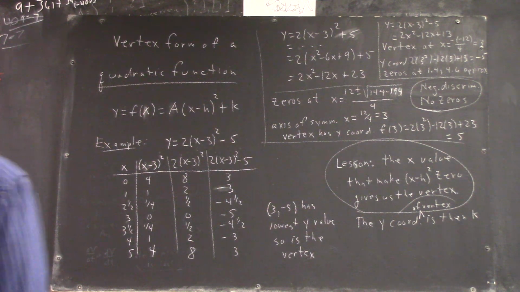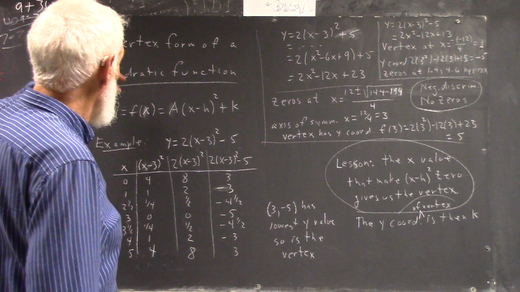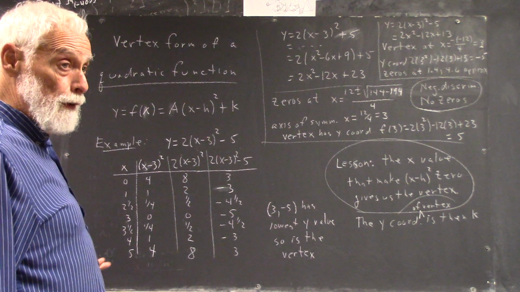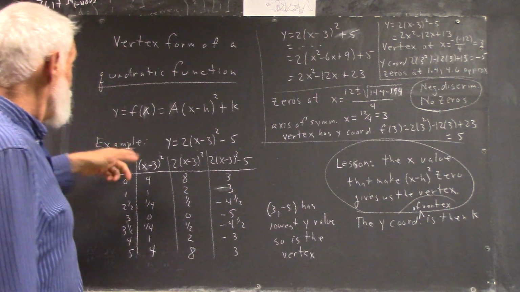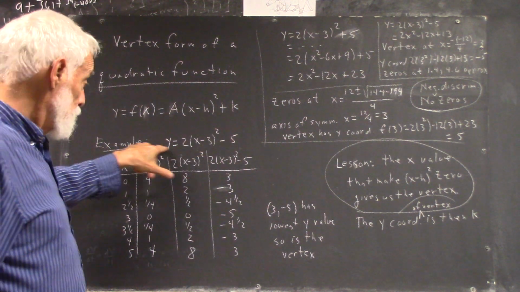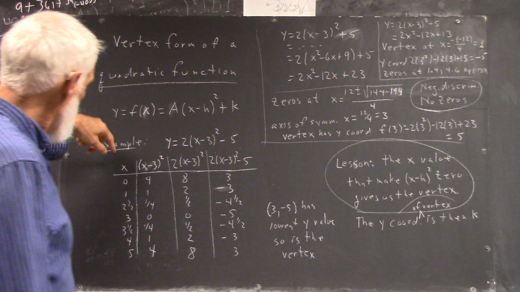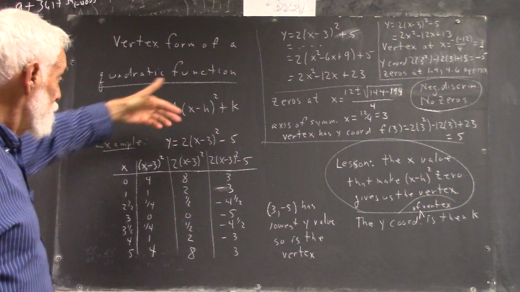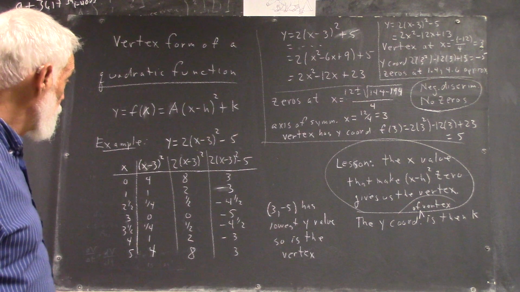Okay, quick summary. Vertex form of a quadratic function, here's your vertex form. Why is it called the vertex form? Well, let's take an example. I'm going to make a table that's going to reveal, I hope, why this is a vertex.